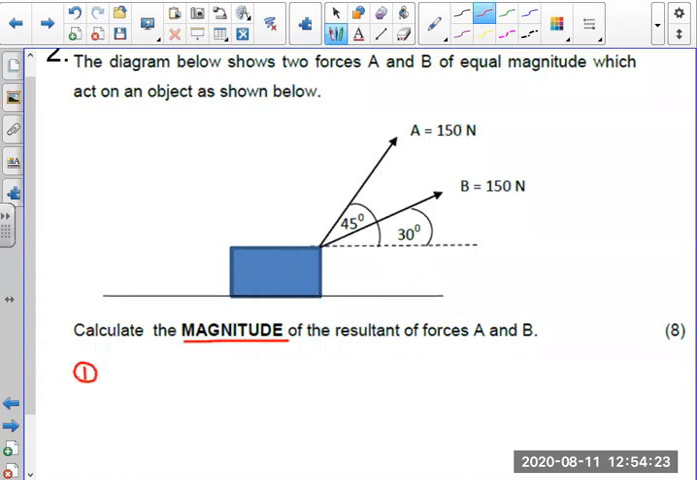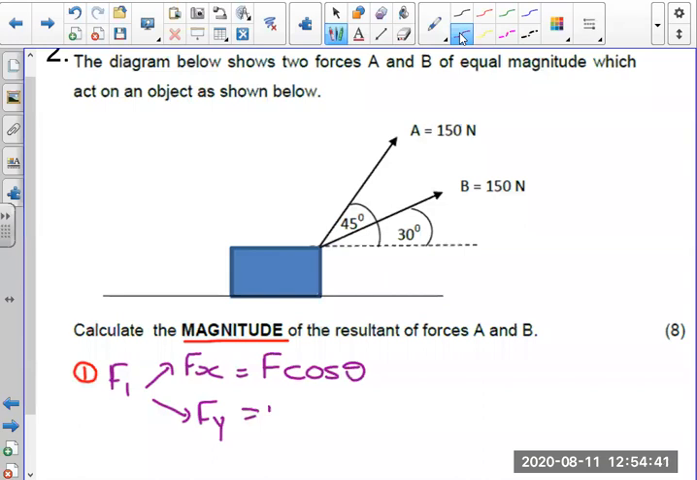Step 1 is, for each force, to work out the X and Y component. So for F1, I'm going to work out Fx and Fy. I'm going to say F cos theta, and then for the Y component, I always use F sine theta. So let's just name this A, because I did this one as A. Now, I have 150 cos, but now the angle is the total angle from there to there.